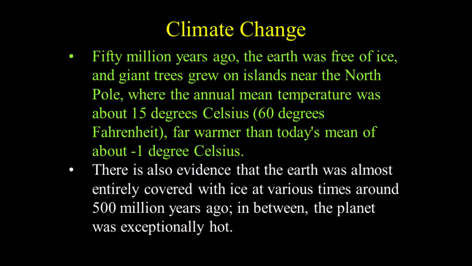Around 50 million years ago, the Earth was free of ice, and giant trees grew on islands near the North Pole, where the annual mean temperature was about 15 degrees Celsius, or 60 degrees Fahrenheit, far warmer than today's mean of about -1 degree Celsius. It's amazing. Remember what the North Pole is today. It is located in the middle of the Arctic Ocean, amid waters that are almost permanently covered with constantly shifting sea ice. So we have seen a very large climate change in the last 50 million years.